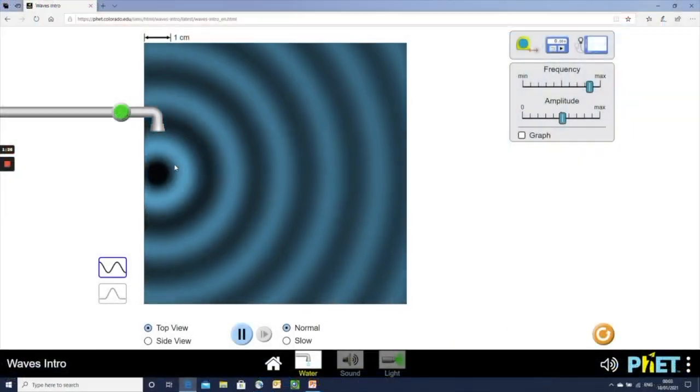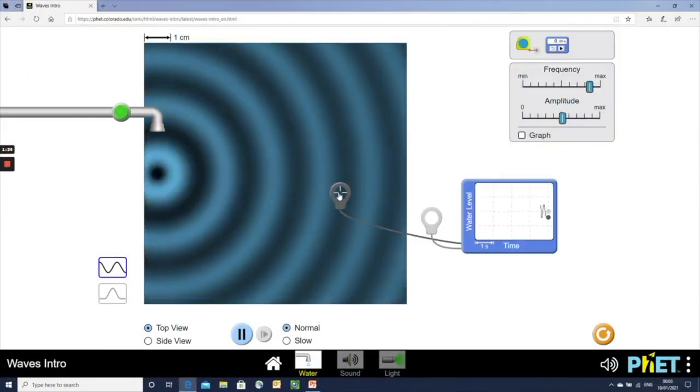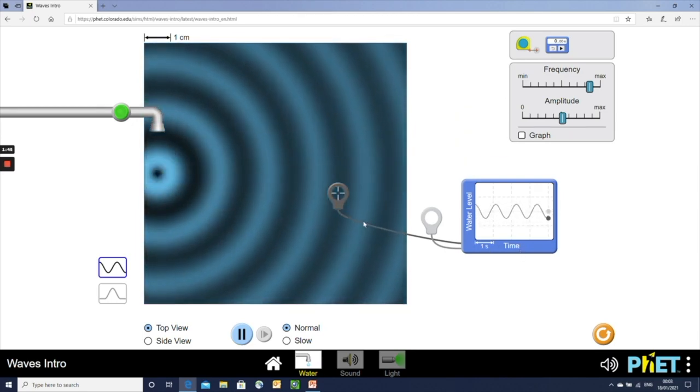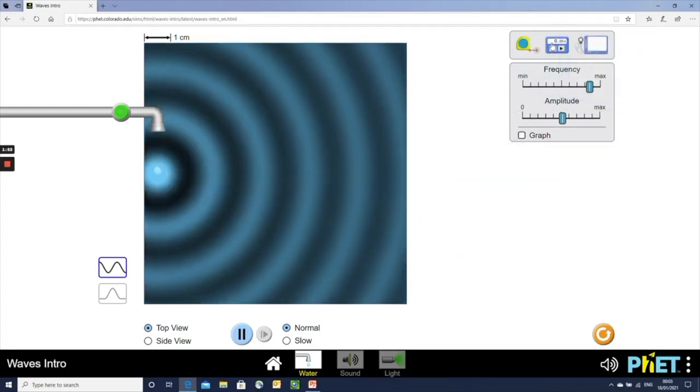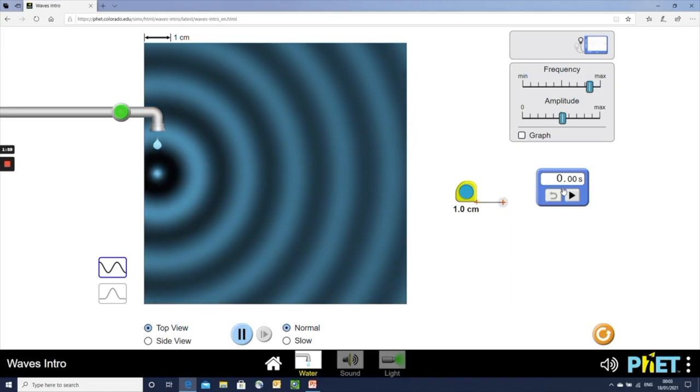To build their understanding of wavefronts, I can use this tool here, which is a water level probe. If I put one of the probes into the reservoir, I can see the water level, which is measured on the y-axis, rising up and down, with time on the x-axis, as we see the wave rippling across the reservoir. I also have tools to make measurements of length and time. This offers a huge amount of versatility for developing a thorough understanding of waves.